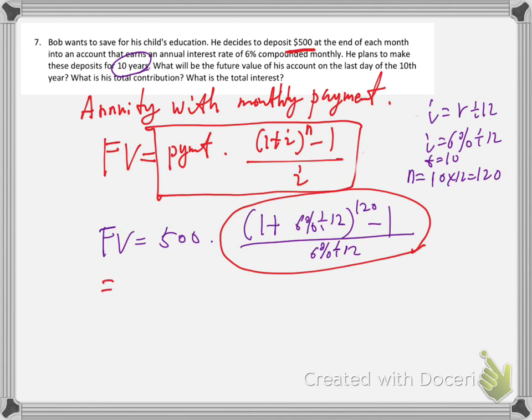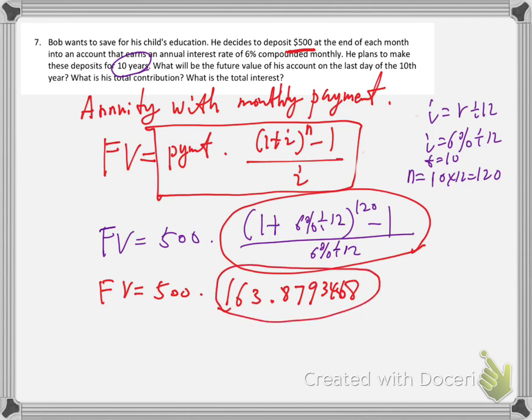Okay, so now what I got is future value is 500 times 163.8793468. You don't have to keep that many decimal digits. You can use 3 or 4 decimal places, that's good enough. This is the harder part, use a calculator to practice. Now $500 times this is the whole future value.